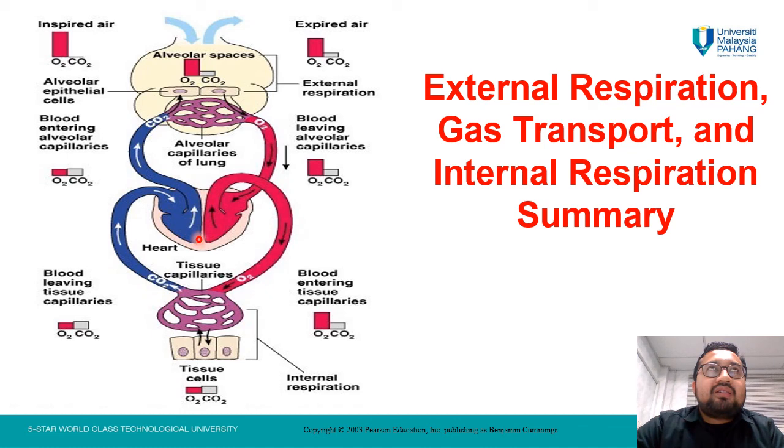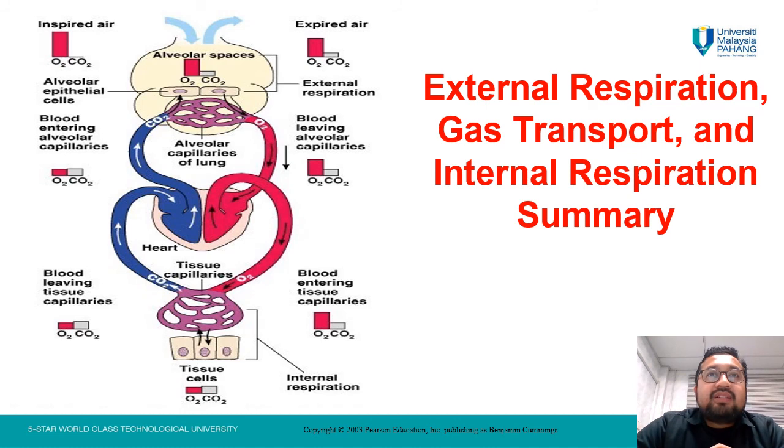Dekat right side of the heart. And then pergi ke pulmonary artery. Pulmonary ni nama dia pulmonary artery. And then pulmonary artery akan ada tinggi carbon dioxide. And then exchange of gases pun berlaku semula. So that's how internal respiration, external respiration, and gas transport occur.